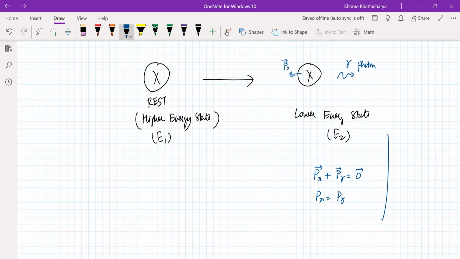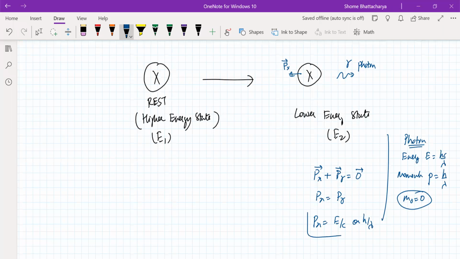Now, as far as the photon is concerned, remember, it has energy equal to hc by lambda, and it has momentum equal to h by lambda, but it has rest mass equal to 0. So the momentum of this nucleus now is becoming E by C or h by lambda. This is the first thing we understand.